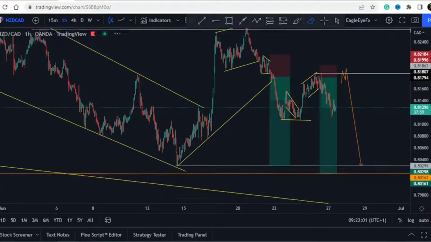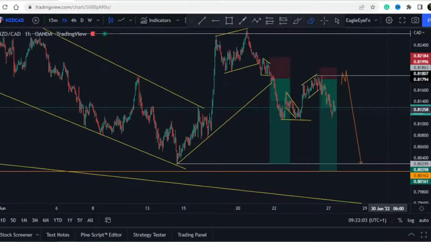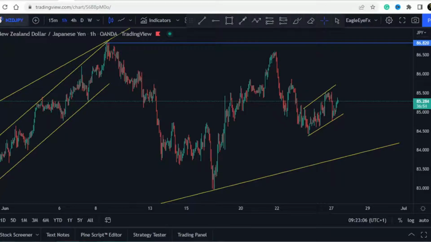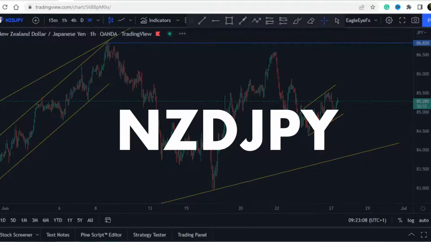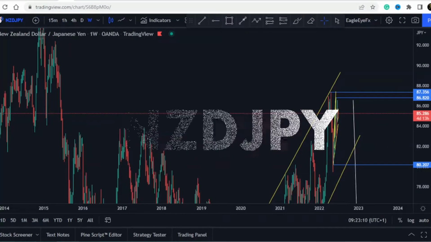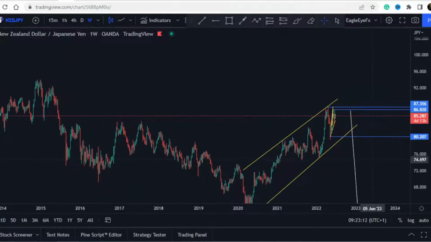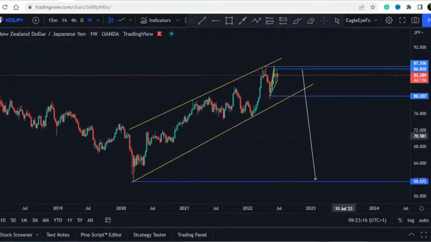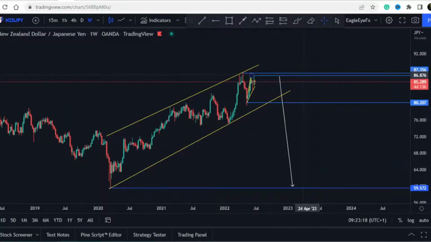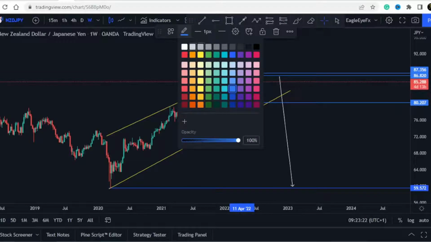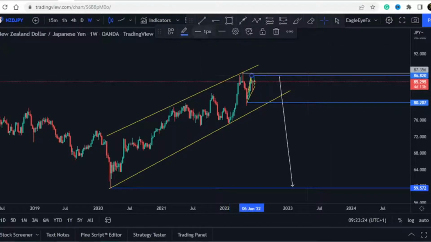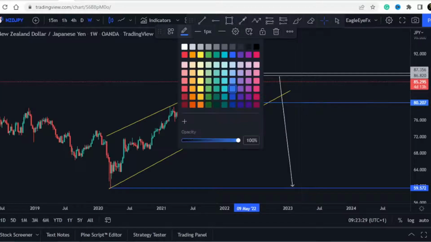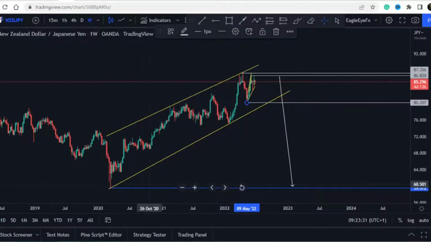Okay, so let me go to my third pair. So my third pair is NZDJPY. So let me go to the weekly time frame. Okay, so from the weekly time frame, you can see that this thing has been very corrective to the upside. So you can see that long term, I'm actually interested in what? I'm actually interested in sells because the moment it gives me this structure.